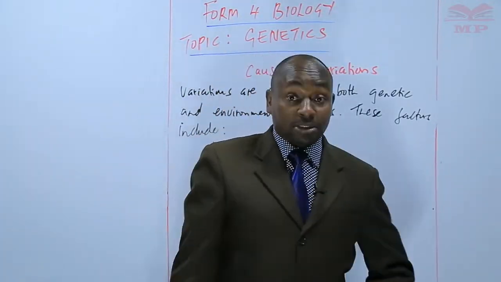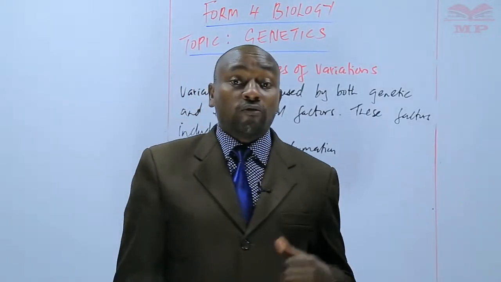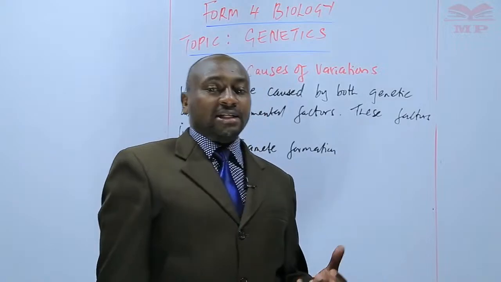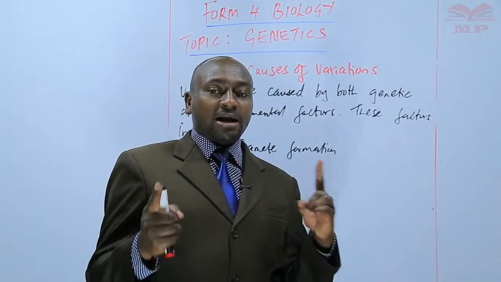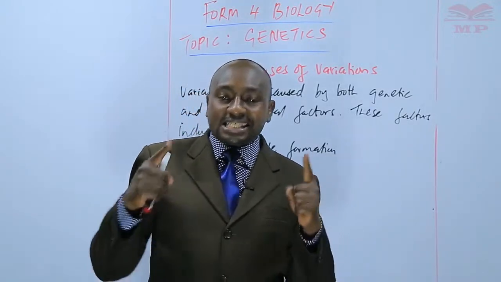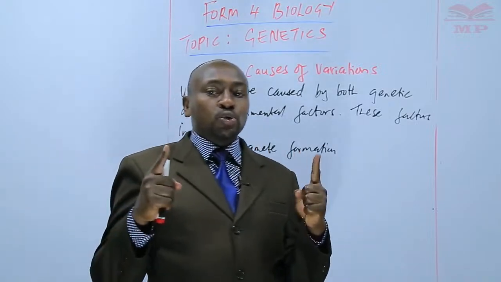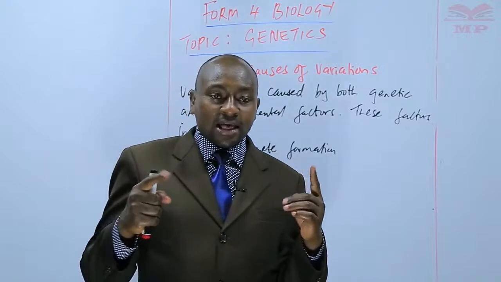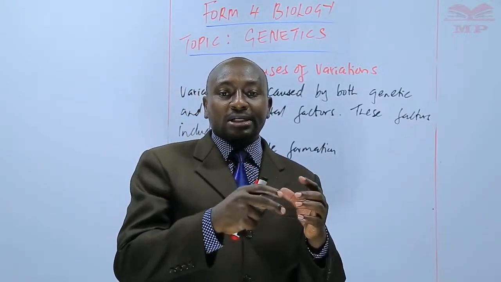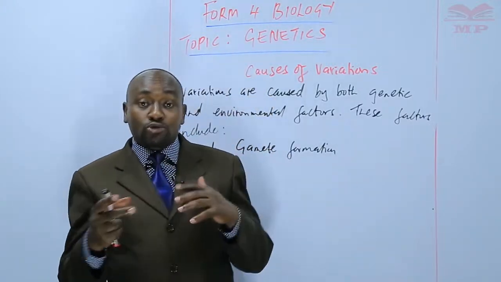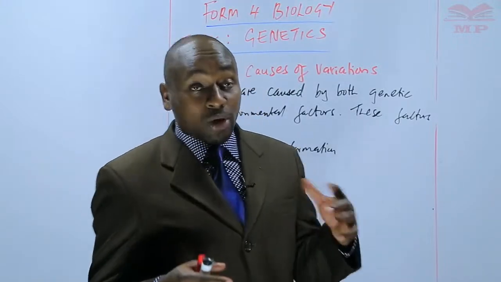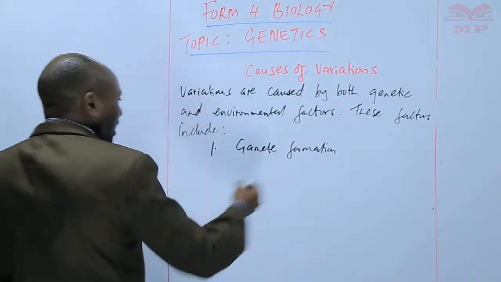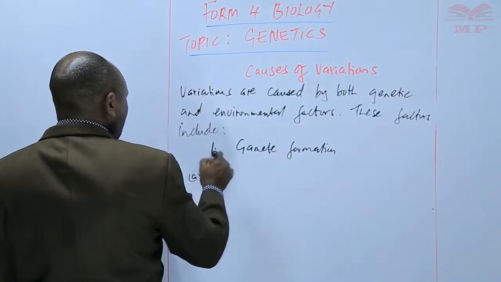When gametes are being formed, there is likelihood of variations occurring there. And this is why we earlier mentioned that even if two brothers are from the same parents, they do not look exactly the same. They do not look identical, because the process of gamete formation is different between the two, as we shall see.